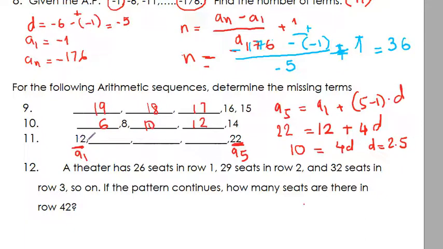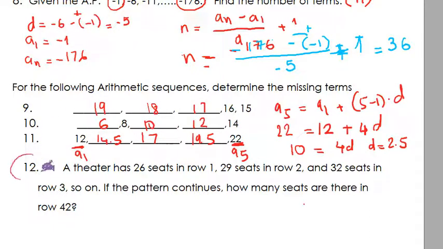Okay, start from here. A sub 1, you add 2.5. What do you get? 14.5. What's the next one? Plus 2.5, 17. Next one, 19.5. Alright, this is the sequence. Okay, so number 11 is 12, 14.5, 17, 19.5, and 22. Okay, let's do the last one.